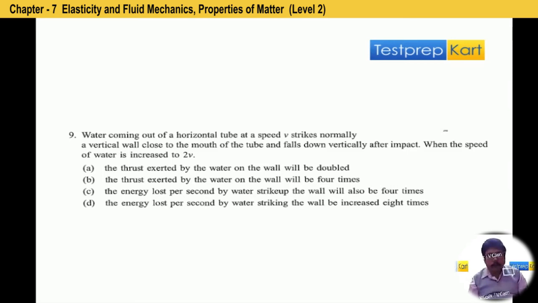Water is coming out of a horizontal tube at a speed v, strikes a vertical wall close to the mouth of the tube, and falls down vertically after impact. The speed of water is increased to 2v. So it was v, then it increased to 2v, right? So when it is at 2v, the thrust exerted on the wall will not be double, so the first option is not correct. The thrust exerted by the water on the wall will be 4 times, because it is v squared. If it is 2v, it should be 4, right?